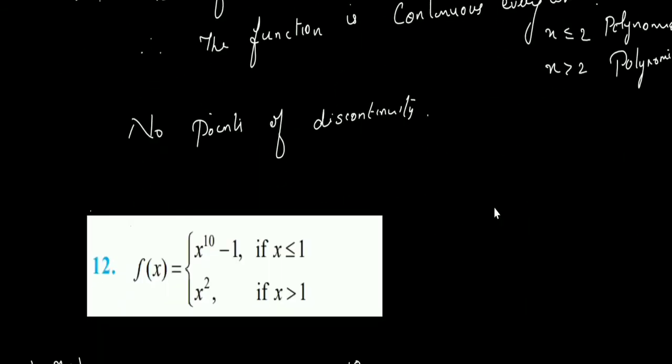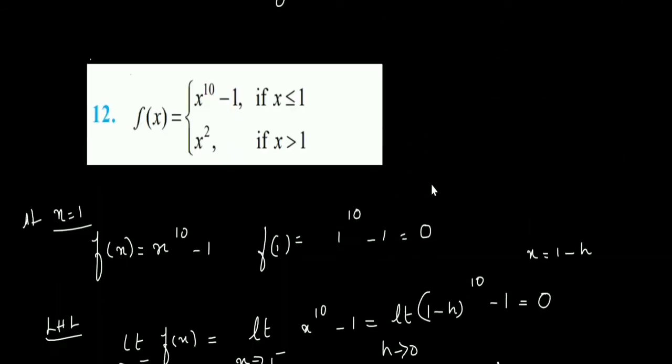Next is question number 12. f of x is equal to x power 10 minus 1 for x less than or equal to 1, and x square if x is greater than 1. Less than 1, the function is x power 10 minus 1. Greater than 1, the function is x square. Less than 1, it is a polynomial, therefore it is continuous. Greater than 1 is also a polynomial, it is continuous. We have to check only at x equal to 1.